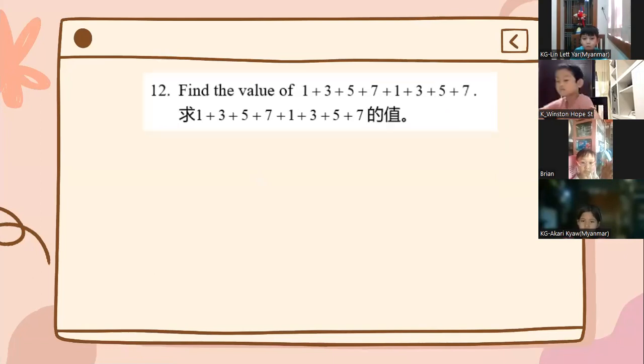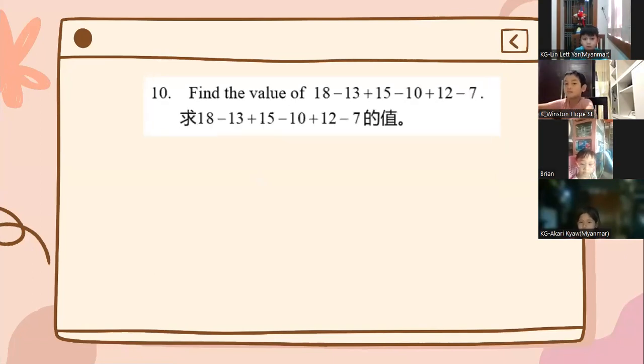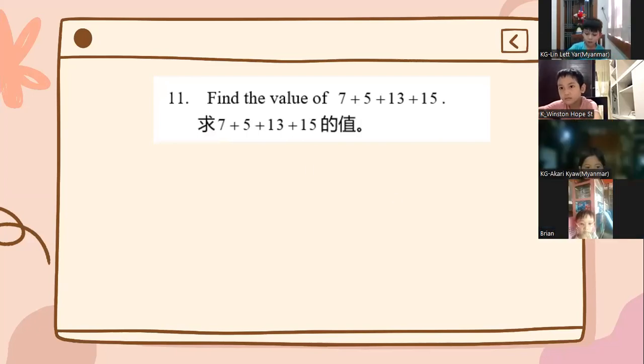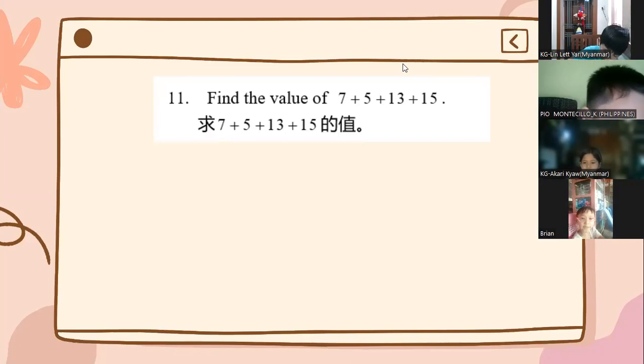How about question number 11. Find the value of 7 plus 5 plus 13 plus 15. What is your answer to this? 40. Okay. Very good. Remember what Cody said earlier? Yes. Okay, I acknowledge all of your answers.